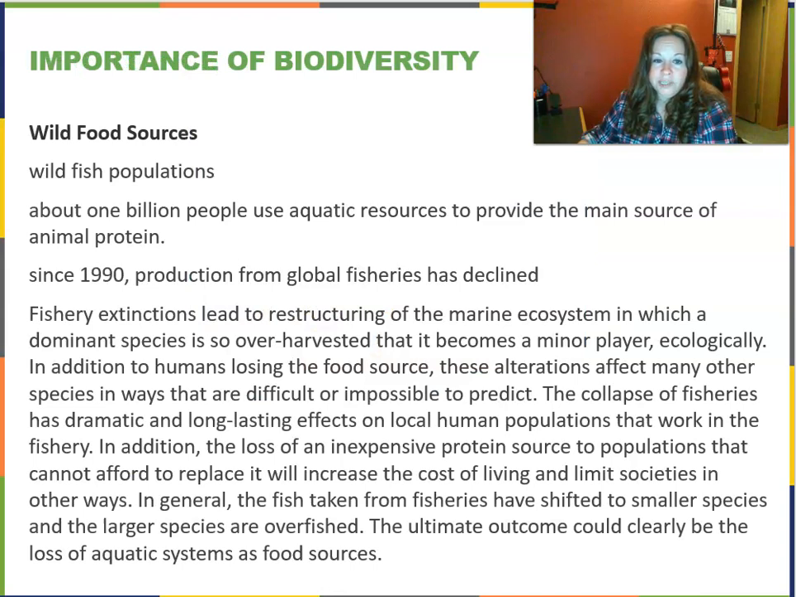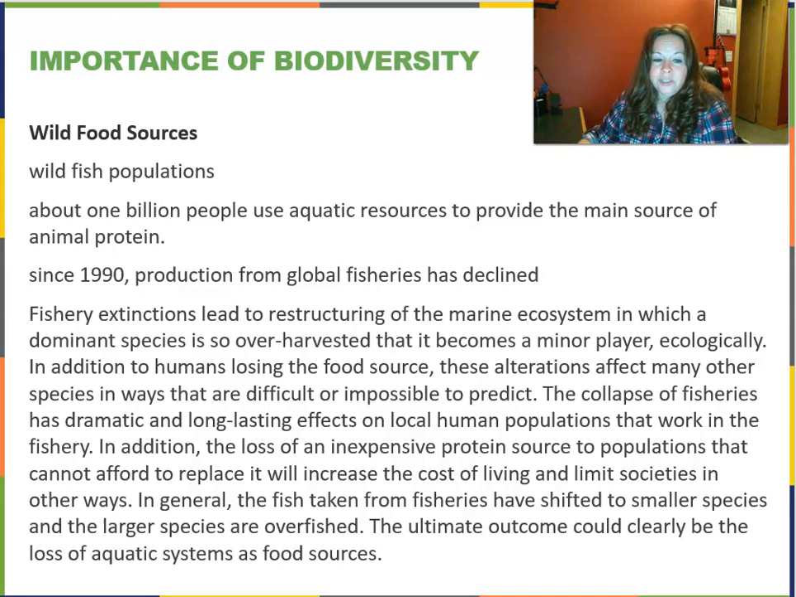The importance of biodiversity as related to wild food sources, such as wild fish populations. About 1 billion people use aquatic resources to provide the main source of animal protein in their diet. Since 1990, production from global fisheries has declined. Fishery extinctions lead to restructuring of the marine ecosystem, in which a dominant species is so overharvested that it becomes a minor player ecologically. In addition, humans lose food sources. These alterations affect many other species in other ways that we can hardly even predict.